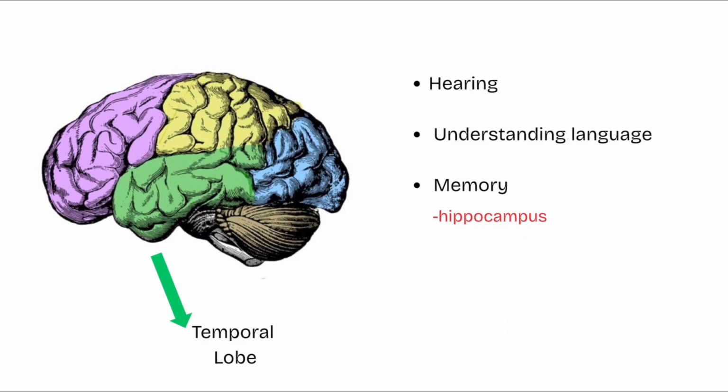Also, the temporal lobe works with the hippocampus, another structure of the brain, to produce the memory that we have.